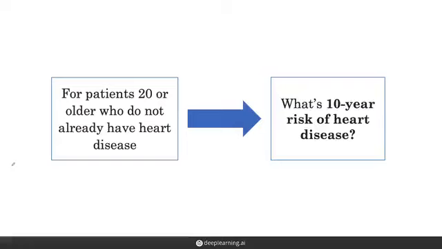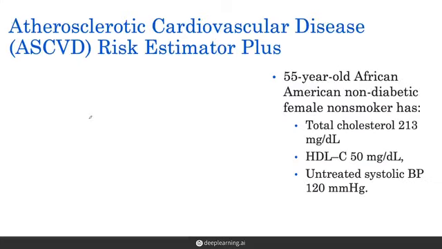In our final example, we will look at the 10-year risk of heart disease for patients 20 years or older who don't already have heart disease. This is the ASCVD Risk Estimator Plus. We will once again compute the ASCVD score for a patient by hand. Here we have a 55-year-old African American woman with the following features.